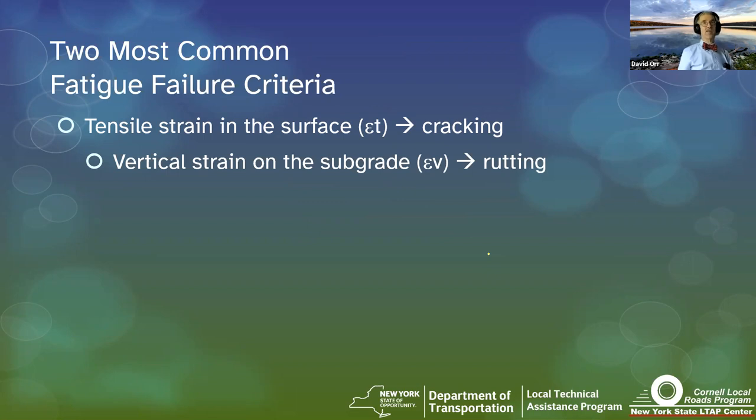Okay. Now, there are other issues you have to deal with. There are issues in the base. There's long-term aging. There are lots of other factors. But when it comes to low-volume roads, we can use these two and get a pretty good design. We don't have to have the long litany of possible failures that you might see if you were designing a higher volume road or an interstate highway.